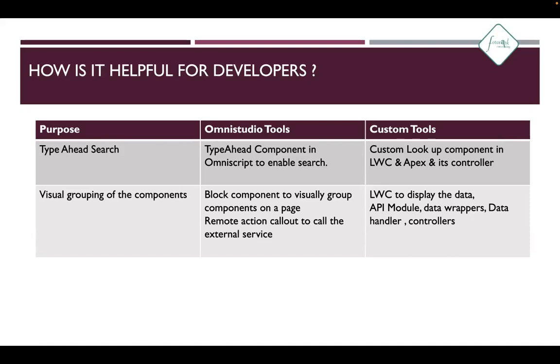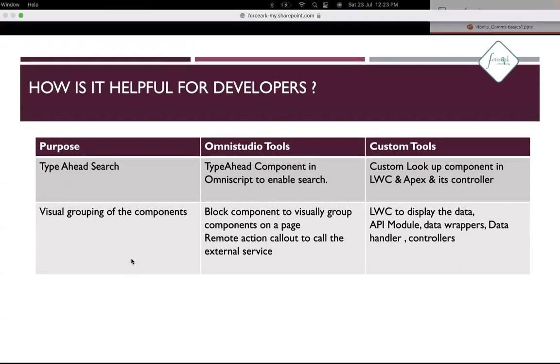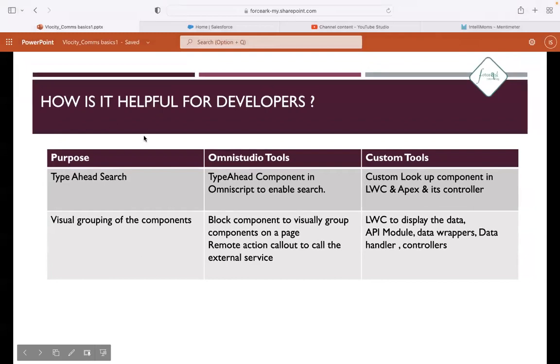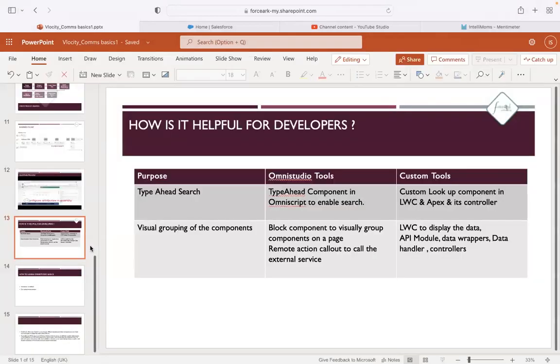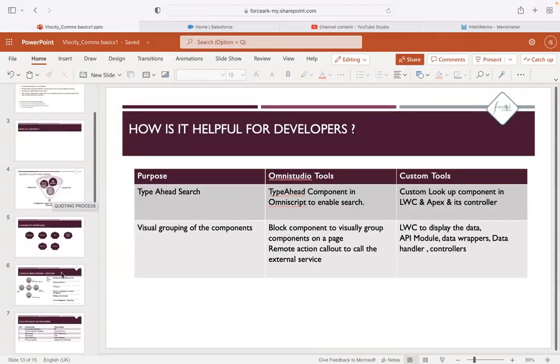So it saves a lot of energy in analyzing and designing how you would build using these tools. And it also saves the time you take to build. So your estimation is at least almost 50% less when you are using the OmniStudio tools. Okay, so that's the primary benefit of using the Salesforce OmniStudio tools.